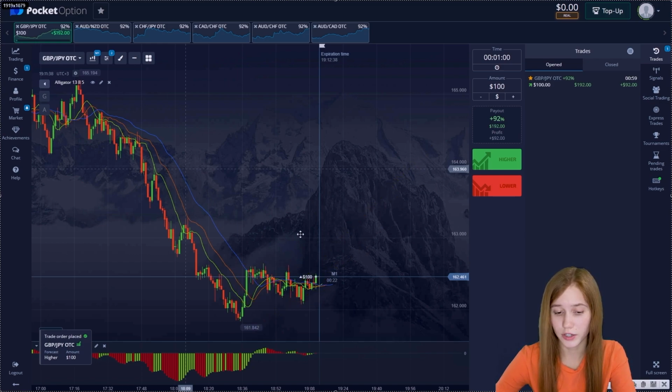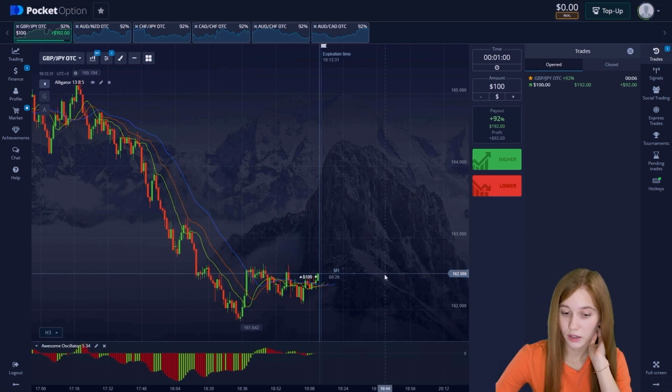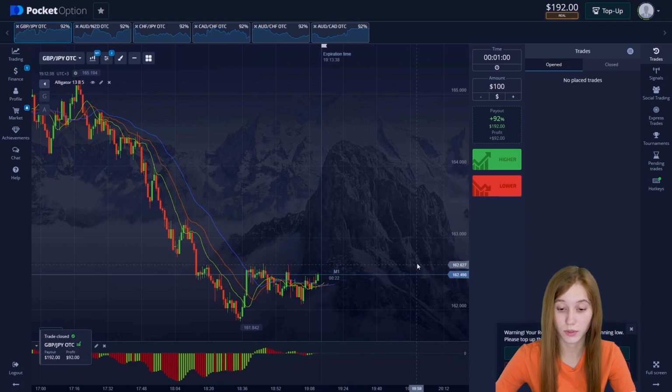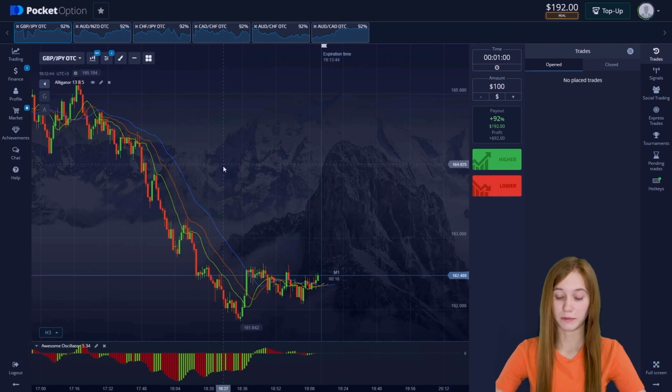Some intersection, 2 lines cross, and all 3 moving averages are directed upward. We see some growth and a red bar, but basically the general trend we also have is an upward trend. This is more likely an increase. Let's see, 4 seconds left until the end. And yeah, our profit is $92. Good. Our balance is $192. Let's move on.